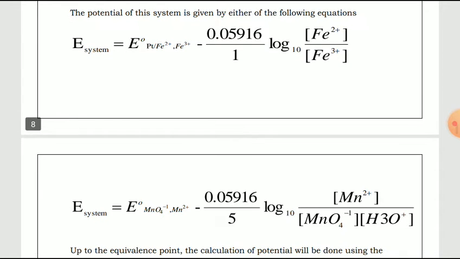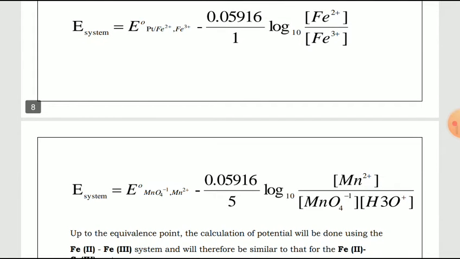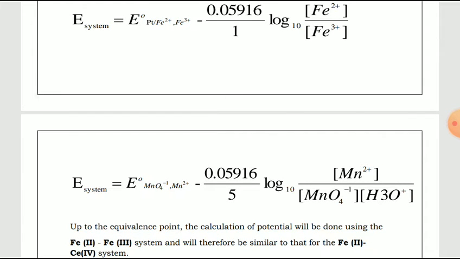These are equation 1, and this second one is the permanganate solution equation. Up to the equivalence point, the calculation of potential will be done using the Fe2 plus to Fe3 plus system, and will therefore be similar to that of the Fe2 plus to cerium 4 plus system. You have to always keep this in mind: up to the equivalence point of this multi-electron system, all the calculations are the same as those of the previous single electron system.